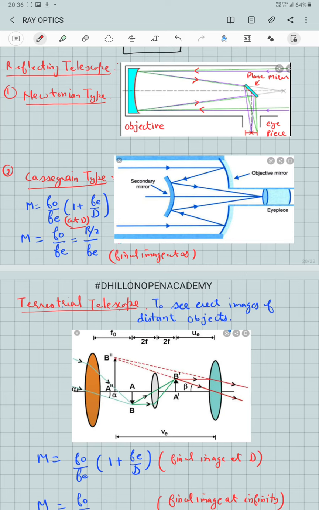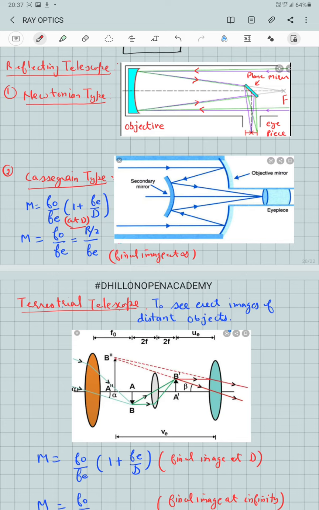A beam of light from a distant star, which consists of parallel rays of light, is incident on the objective. After reflection, they would get focused at the principal focus of the concave mirror. But before that takes place, these reflected rays of light are allowed to fall on a plane mirror which is inclined at a 45-degree angle with respect to the principal axis of the concave mirror.